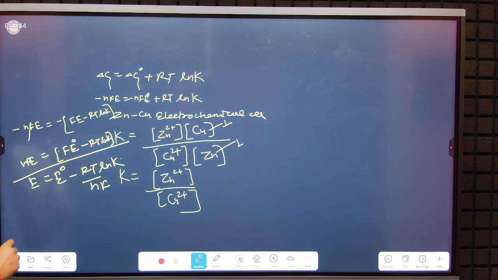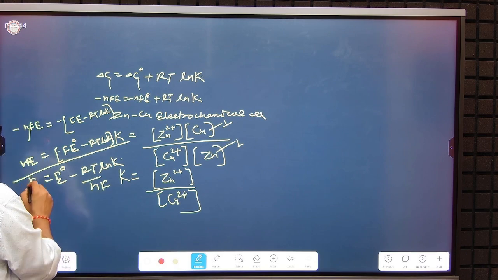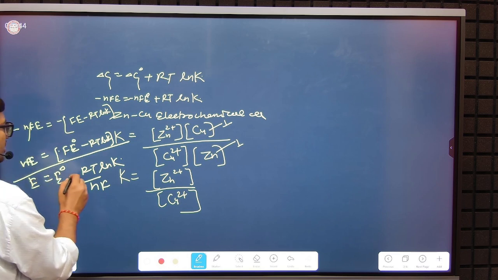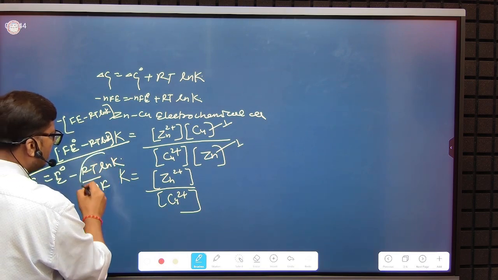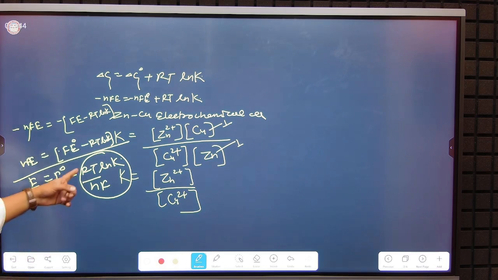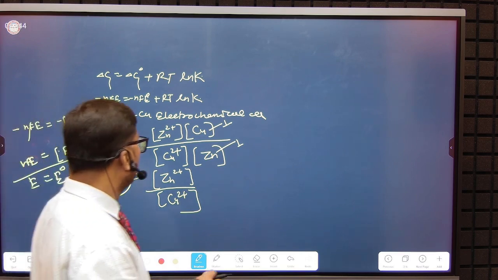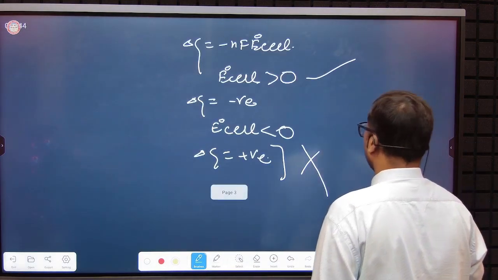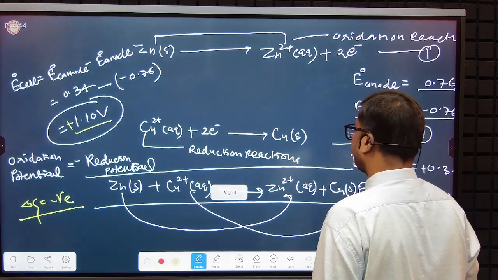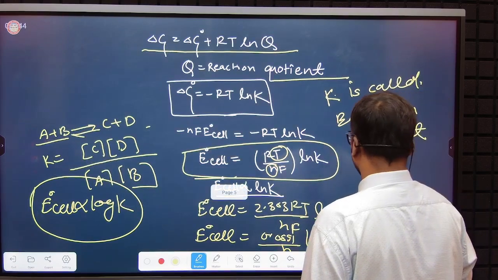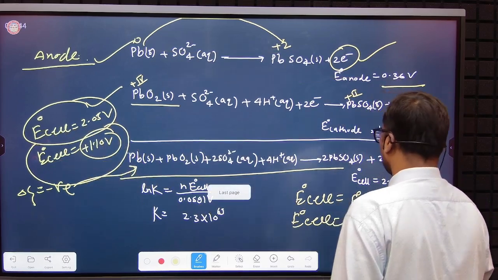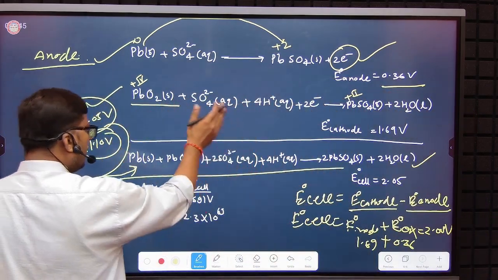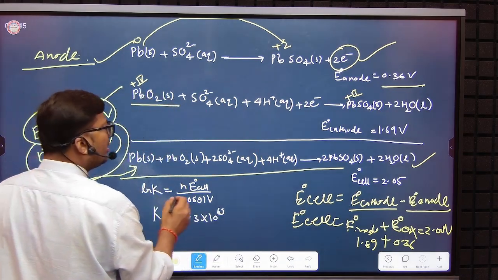So this is the value of the electrochemical cell potential, E cell. That is the difference between the standard state electrochemical cell potential minus these factors. So it depends on the temperature, the number of electrons, and the equilibrium constant, right? So for a particular type of equilibrium reaction, we have calculated it.